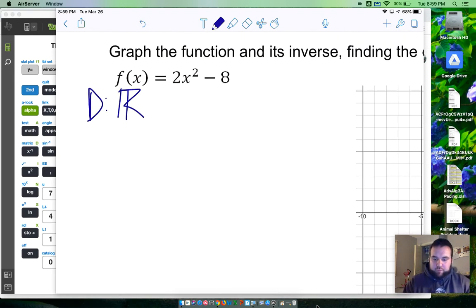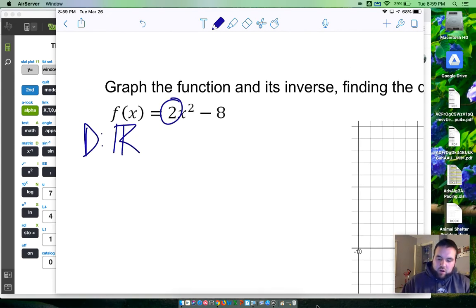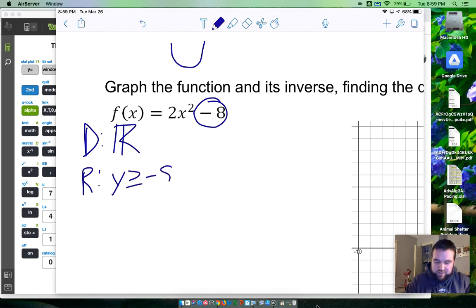Depending upon how much you remember from last try, since the a value, or the coefficient of x squared, is positive, that's going to be a parabola that opens up. And since I have a -8 here, that means it's going to slide down 8. And the range is going to be y is greater than or equal to -8. But I do want to take a look and see how that happens real quick.